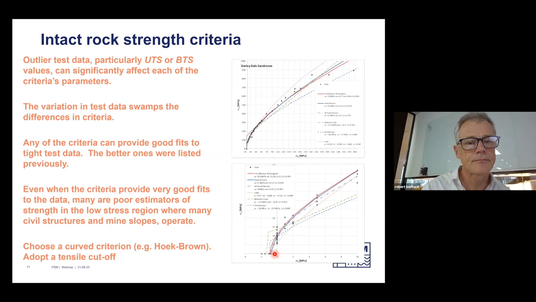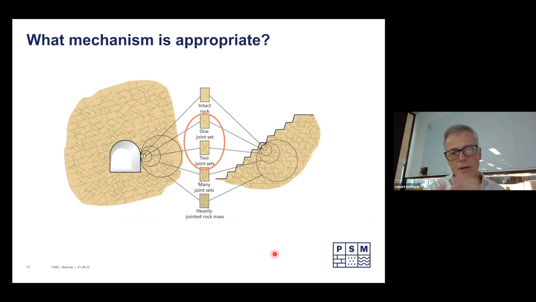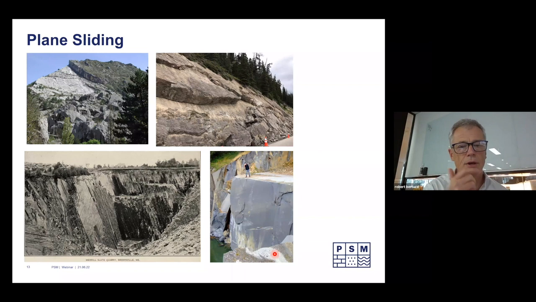So now we're moving down that spectrum from intact. We're going to look at failures that are controlled by one or two joints or discontinuity or defect sets. Those three terms are interchangeable. I tend to use defects. Some people use fractures, but that's what I'm talking about here. So planar sliding, one set of planar slides, and they're just a couple of examples of some spectacular slope failures.